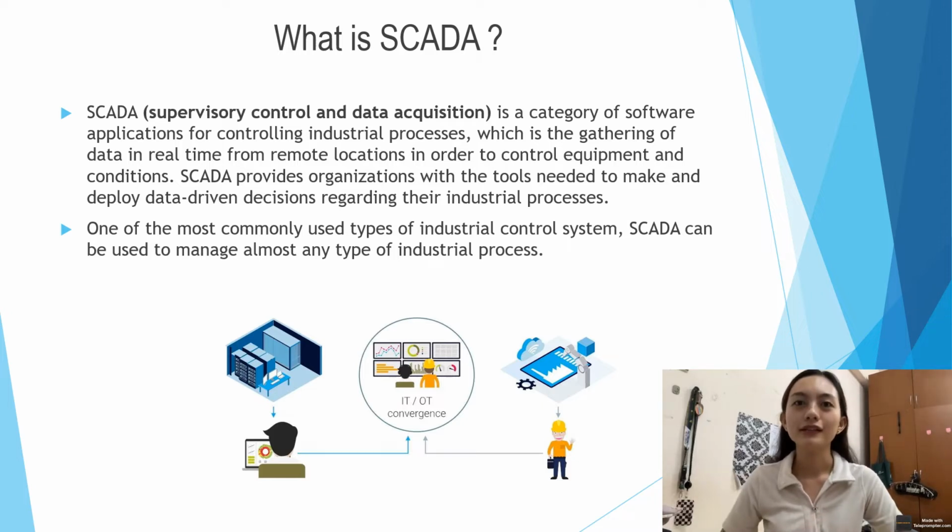What is SCADA? SCADA is a category of software application for controlling industrial processes, which is the gathering of data in real time from remote locations in order to control equipment and conditions. SCADA provides organizations with the tools needed to make data-driven decisions regarding the industrial processes.